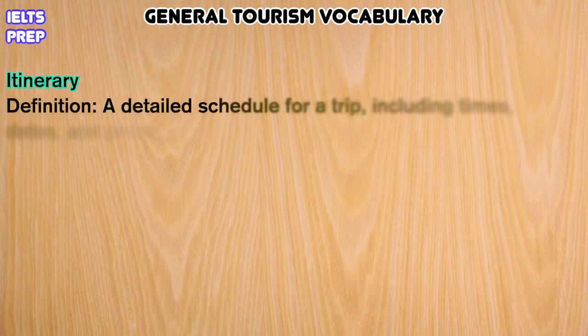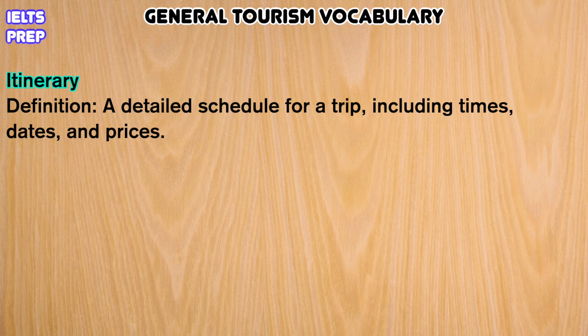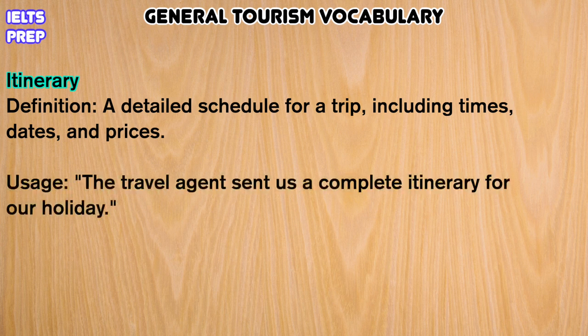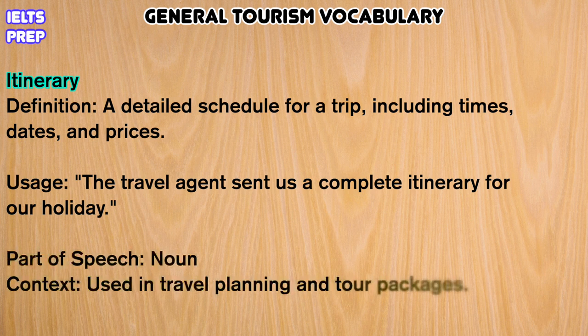Itinerary. Definition: a detailed schedule for a trip, including times, dates, and prices. Usage: the travel agent sent us a complete itinerary for our holiday. Part of speech: noun. Context: used in travel planning and tour packages.